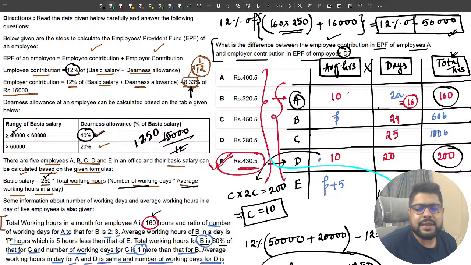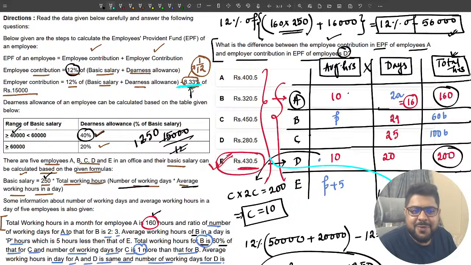Options में थोड़ा गलत है, sir. Okay? Now, why I am saying this? You know why 430.5 आया है, sir? Because 8.33 is an approximate value. 1 by 12 is 8.33333, but again, 8.33 we always consider 1 by 12.